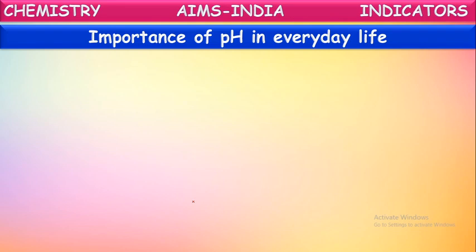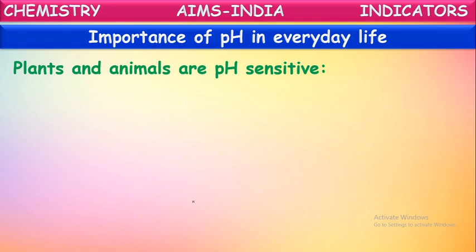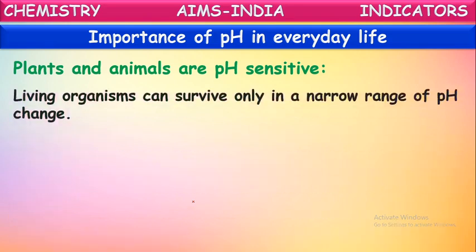Importance of pH in our daily life. Yes, pH has its importance in our daily life also. Let us see how. Plants and animals are pH sensitive. In their metabolic systems, those fluids maintain a particular pH range. In that pH range only, those organs work normally. If there is a change in the pH values, they get some disturbance. Living organisms can survive only in a narrow range of pH change.